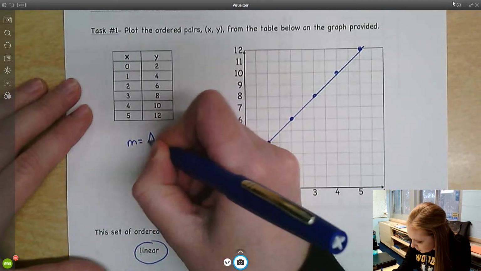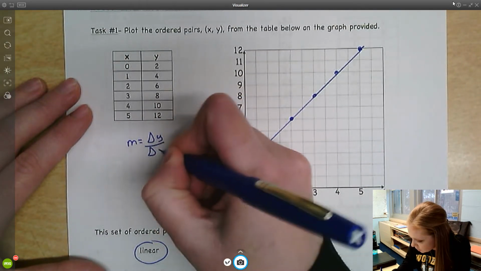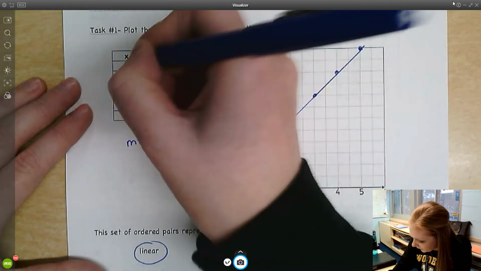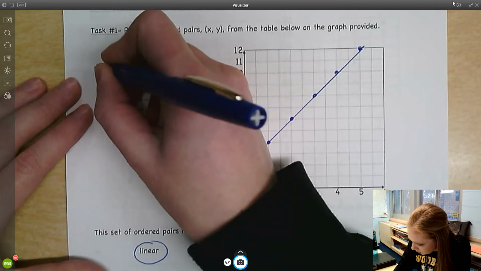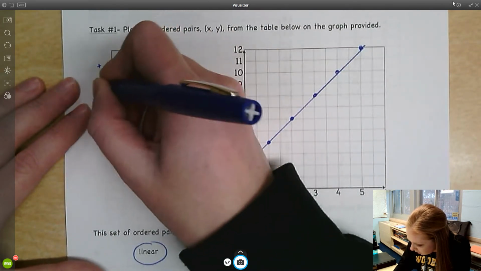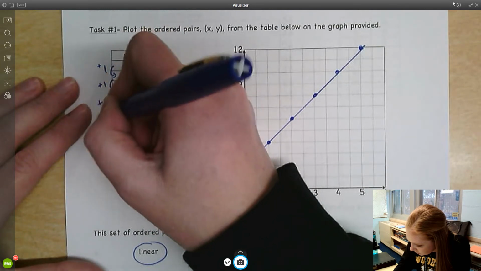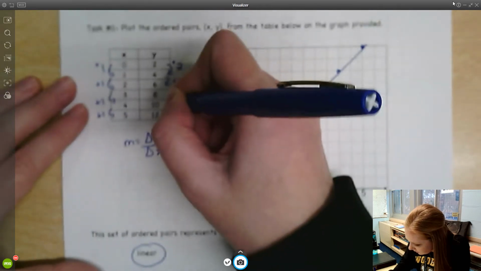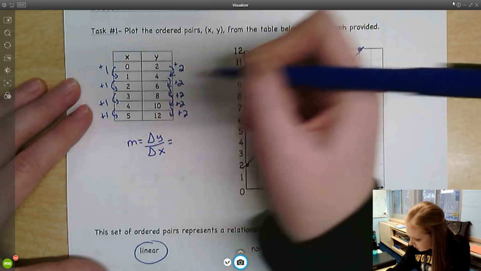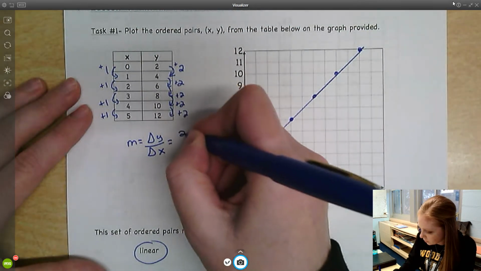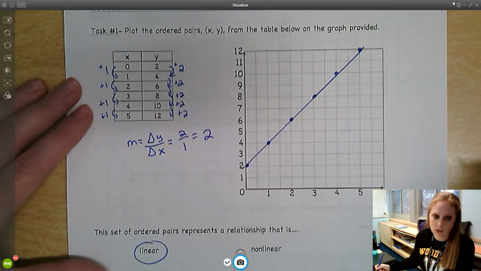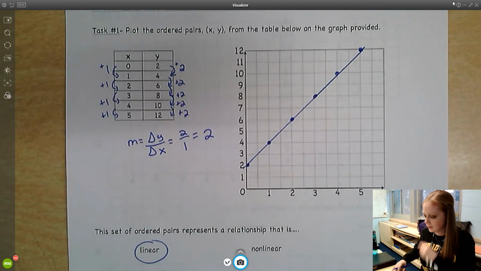our slope, which is the same thing as rate of change, is change in y over change in x. Our change in x, we're going up by 1 each time, and our change in y is all up 2. So no matter where you find the slope, 2 over 1 is 2. Constant rate of change.